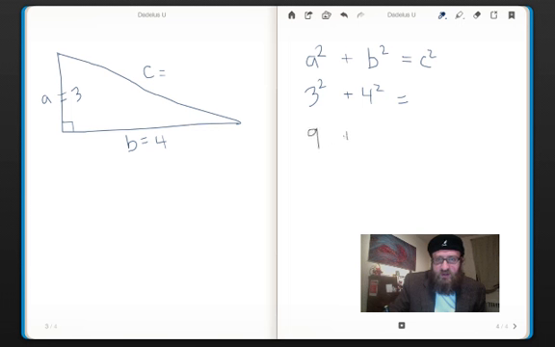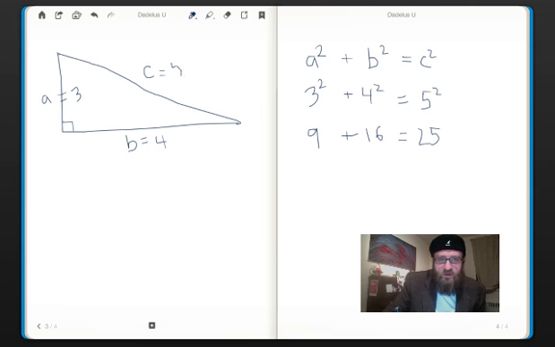3 squared is 9, plus 4 squared is 16. That, of course, equals 25. And the square root of 25 is 5, which in the formula is C squared. So C is 5.